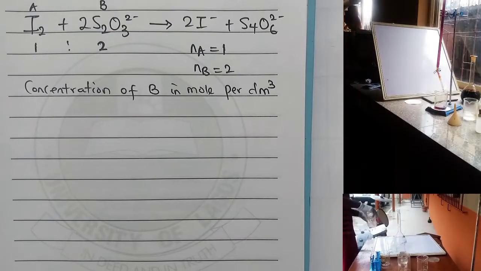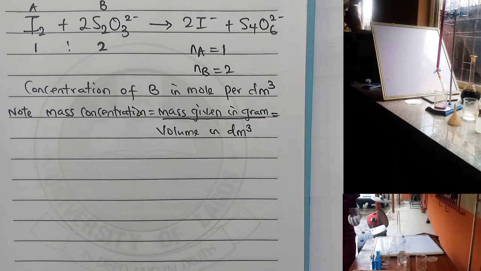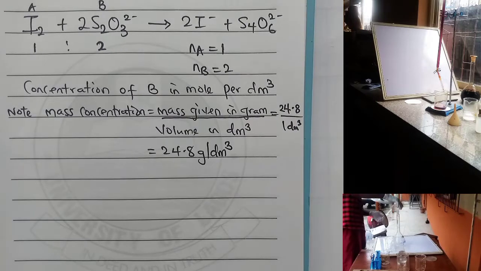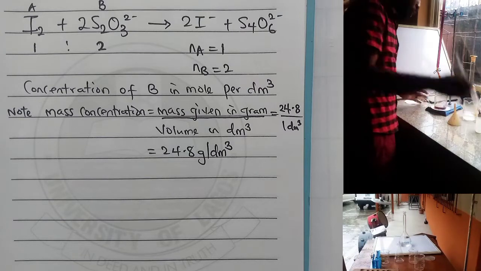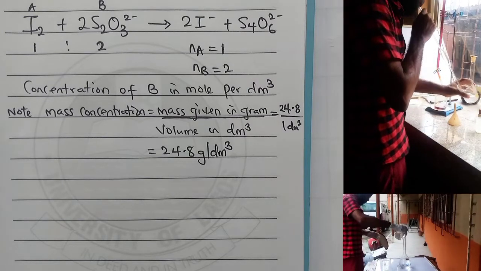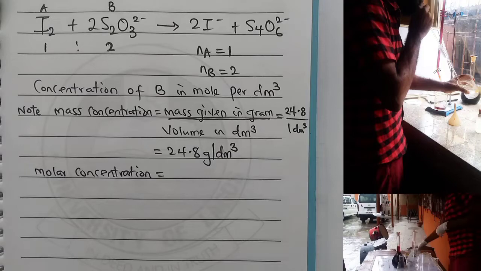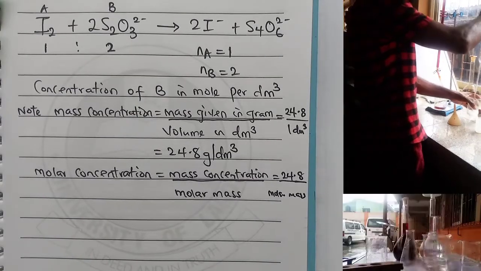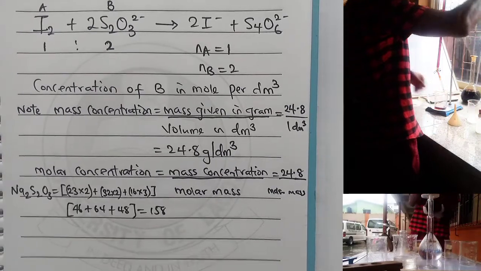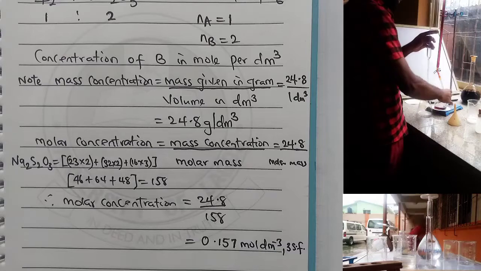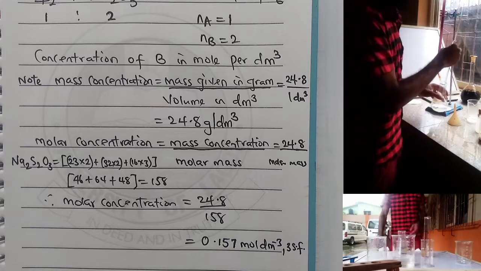Mass concentration is mass given in gram over volume in dm cube. There is a relationship between molar concentration and mass concentration, so let me use that here. The molar mass of sodium thiosulfate is 158. I'll leave my answer in 3 significant figures. Okay, from this, we have answered question number BI.